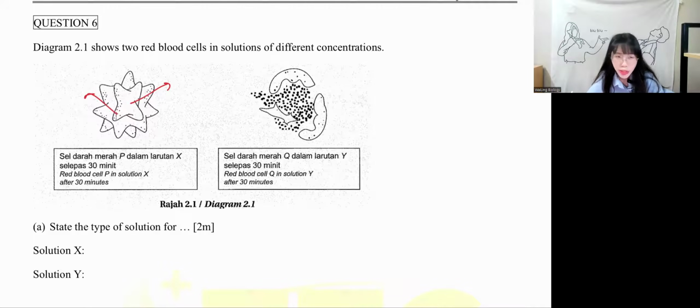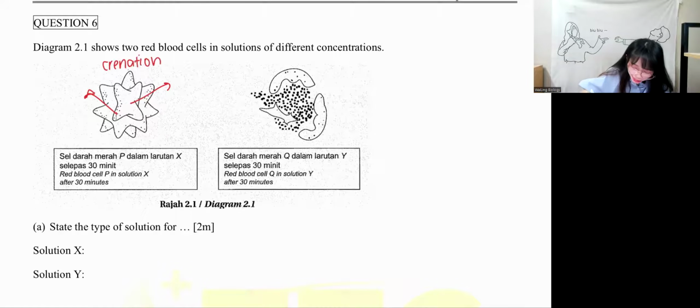What term do we use to describe the red blood cell? Correct. The answer is crenation, right? We use crenation. So can you tell me, the solution here is hypertonic or hypotonic? It will be hypertonic, correct? Hypertonic, it will be hypertonic.